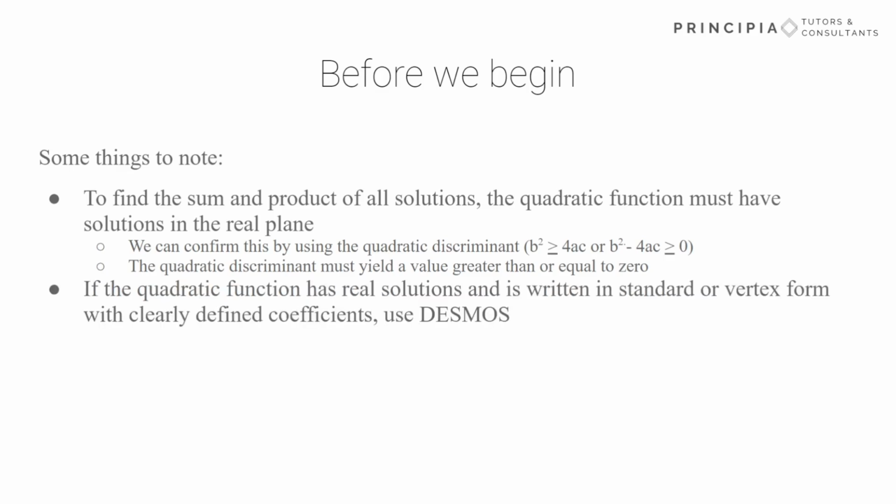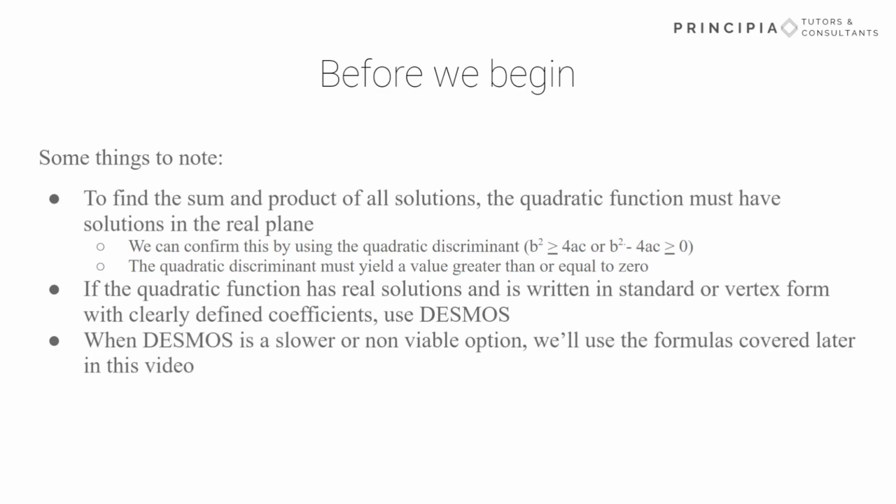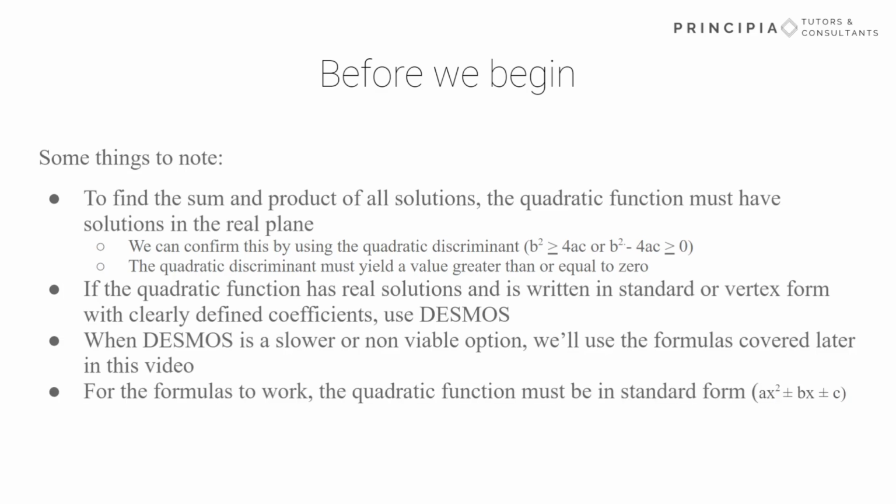If it has real solutions as written in standard or vertex form with clearly defined coefficients, go ahead and use DESMOS. It will be much faster, and you want to save as much time as you can whenever possible. When DESMOS is the slower or less viable option, we're going to cover some formulas later in this video that you should apply. For these formulas to work, please remember the quadratic function must be written in standard form, so ax squared plus or minus bx plus or minus c, with a, b, and c being the coefficients in front of the variables.